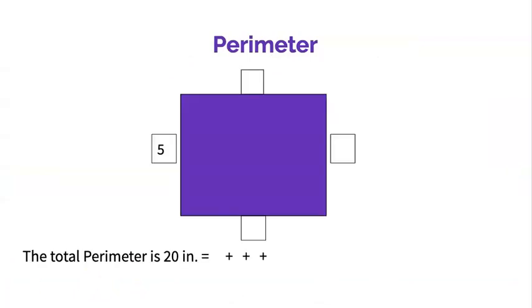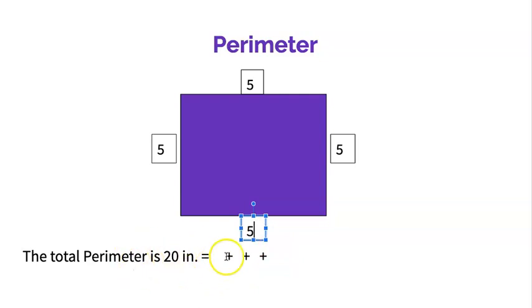Now, there will be some problems that may give you a total perimeter, but won't give you all the sides. So you have to figure out what the sides would be. If it said the total perimeter of this square is 20 inches, and it gave us one of the sides, we can find the other 3. So it says the total perimeter is 20 inches, and that one side right here is 5. If this one side is 5, that means every other side would equal 5 as well. So let's say 5 on the top, 5 on the side, 5 on the bottom.